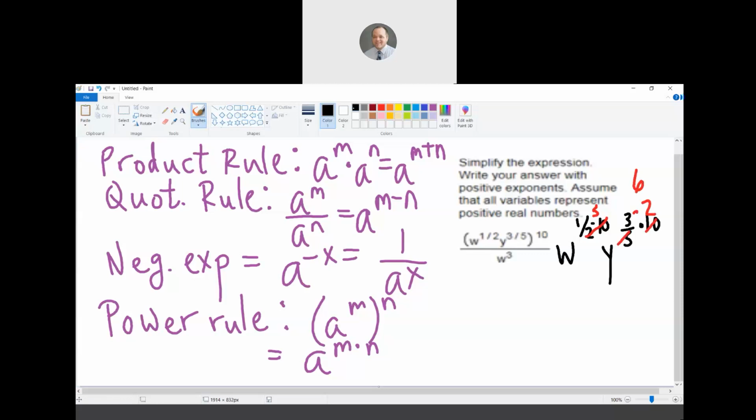Let's bring down what we have so far. Up top, we now have w to the 5th power, y to the 6th power, all over w cubed. The last rule we can use is the quotient rule with the letter w. We'll subtract the exponents, and because the larger exponent is at the top, that's where our squared also goes. So our final answer is w squared y to the 6th power.